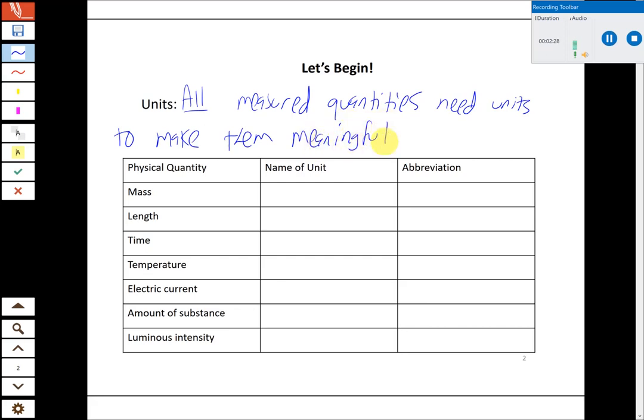Or, if someone asks you, how tall are you, and you say, I'm 75, well, what units are you talking about? Again, you need units on there to make that number actually mean anything. So we're going to talk about primarily the standard units, or what are called the SI units of measure. It's like a French system international, or something of that sort. But anyway, these are the typical units that we use in science.